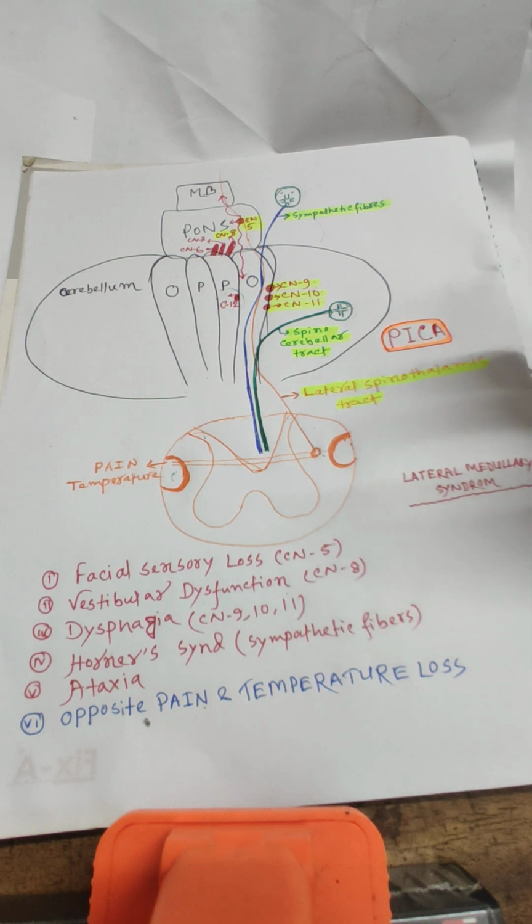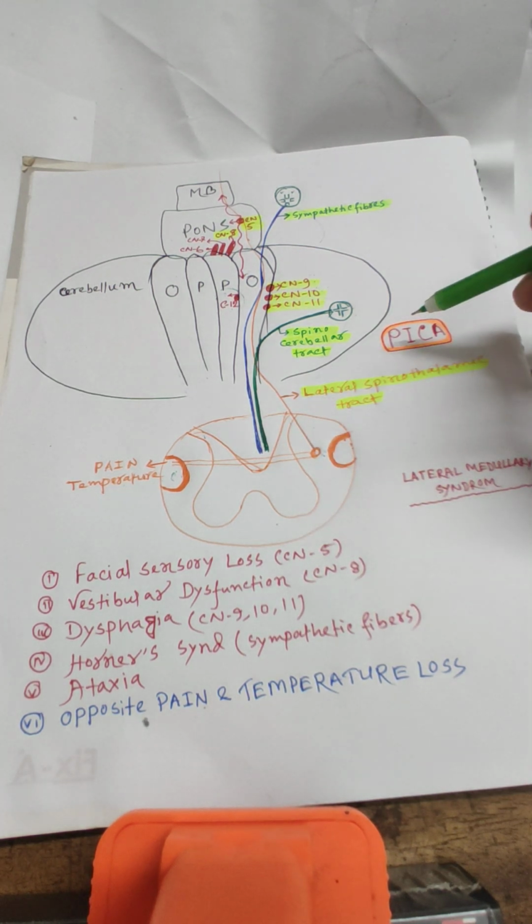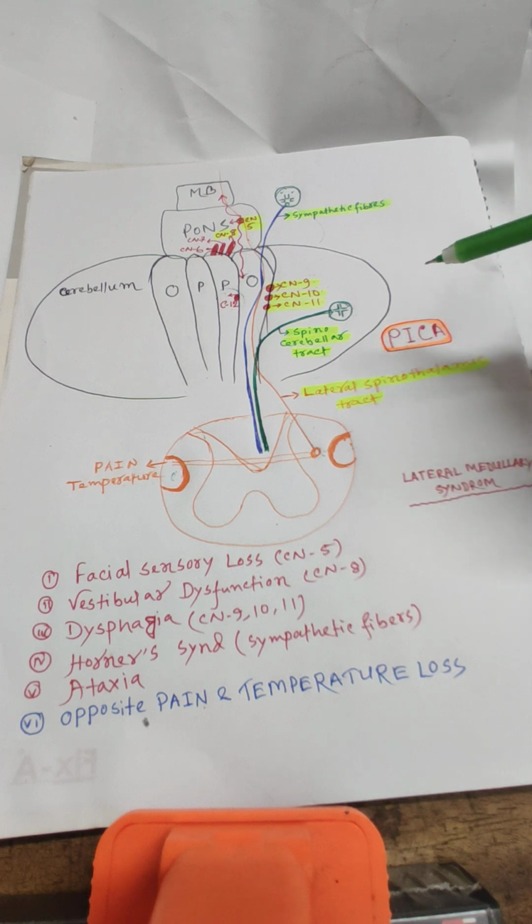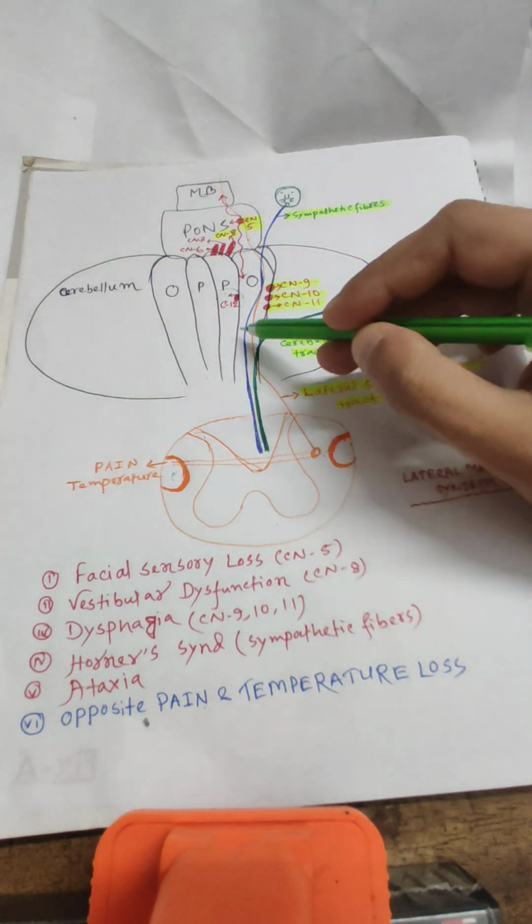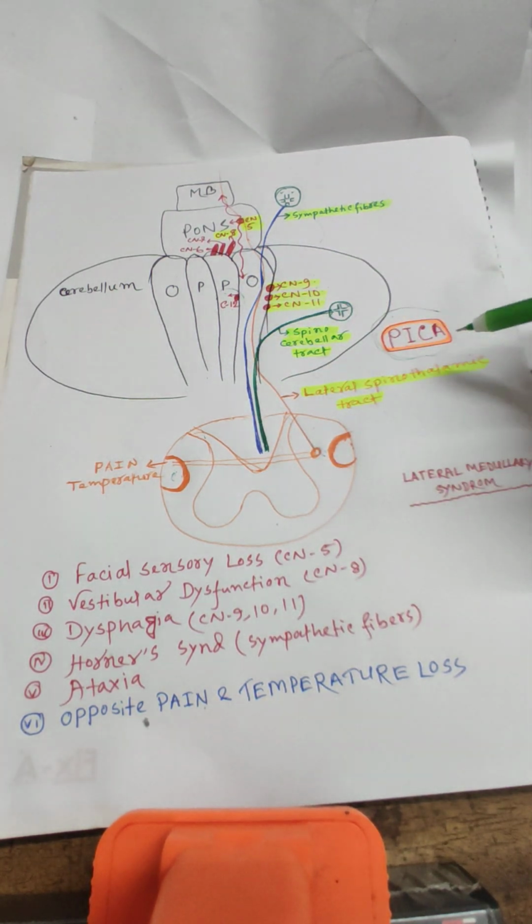Now, how does lateral medullary syndrome occur? It can occur due to any kind of lesion, accident, injury, or any kind of embolus, thrombus, or infarction, which affects the PICA, the artery which supplies this area of the medulla and cerebellum. And what does PICA mean? It means posterior inferior cerebellar artery.